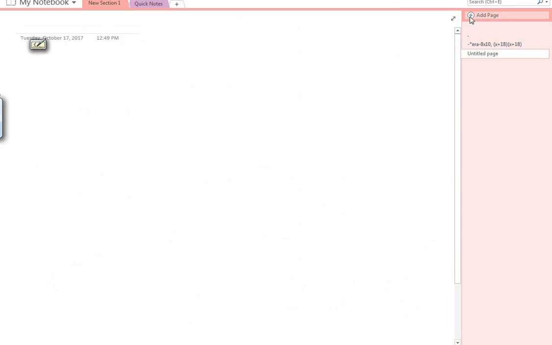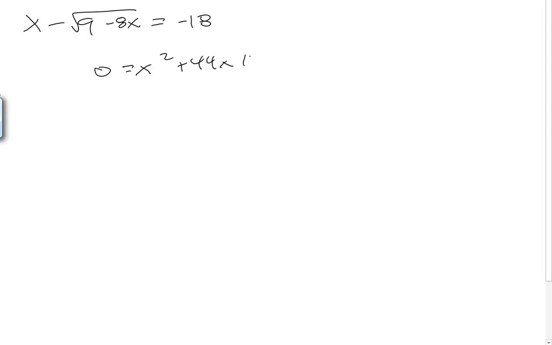Now let me use a new page. Let me write out the stuff that we were solving. The original equation was x minus the square root of 9 minus 8x equal to negative 18. But we've already gotten everything on one side after squaring everything, so we have 0 equals x squared plus 44x plus 315. And we found the two factors that work. This was x plus 9, x plus 35.